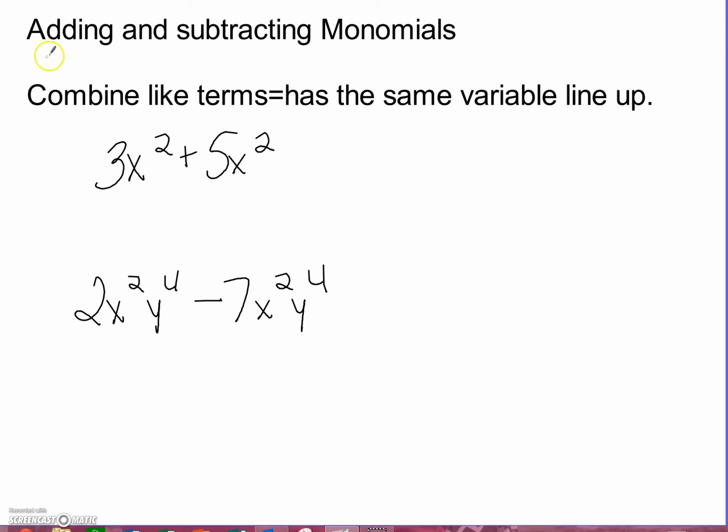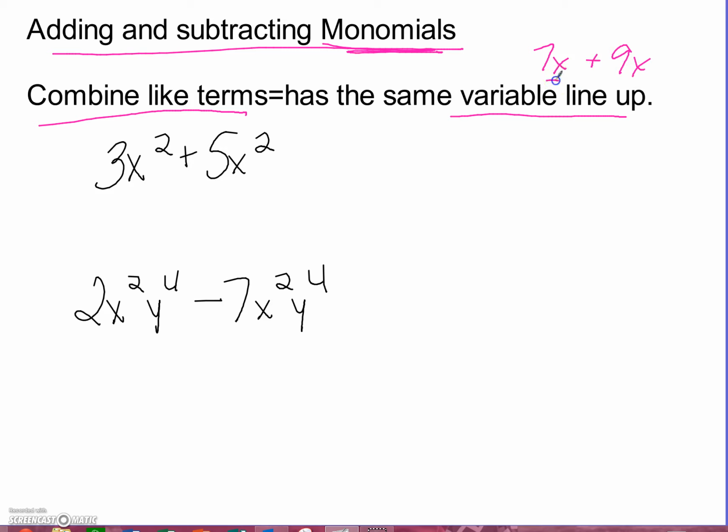You may have to add or subtract monomials. This is just combining like terms like we have been. But you want to make sure that you have the same variable lineup. Now, what do you mean by that? That means if I have 7x and I have 9x, I can combine them because the x is the same. If I added 3x squared, I could not add that because it is not the same variable. X and x squared are very different. So we could combine these two. This would stay by itself.